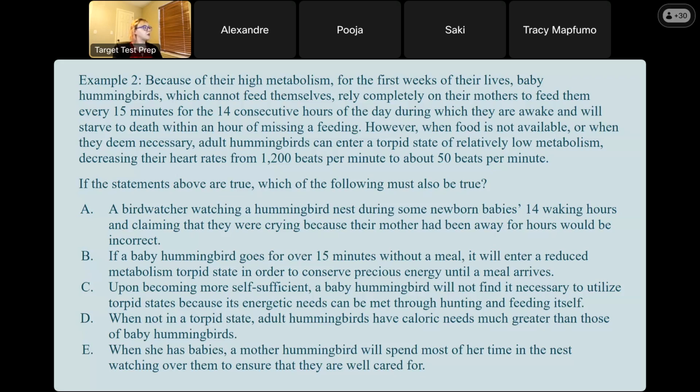B, if a baby hummingbird goes for over 15 minutes without a meal, it will enter a reduced metabolism torpid state in order to conserve precious energy until a meal arrives.